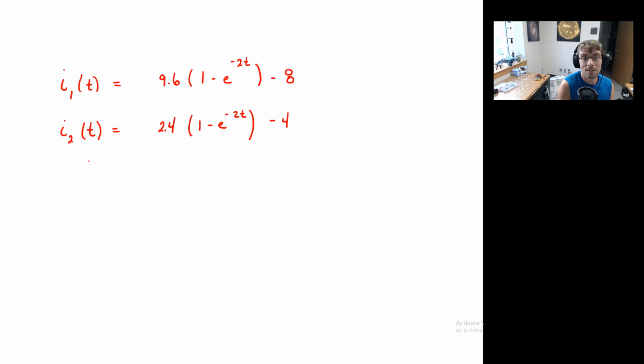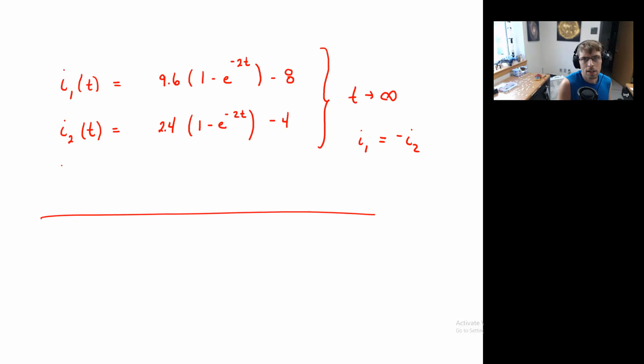Also notice, just to reassert, that as time goes to infinity, I1 equals negative I2. Again, reasserting the idea that some of the energy gets trapped inside those two inductors, right? Pretty cool, huh? Okay, I'll leave it at that. That's a little bit longer one.